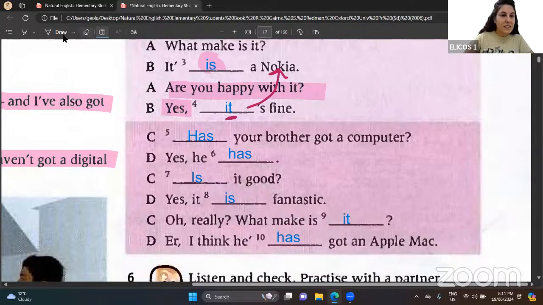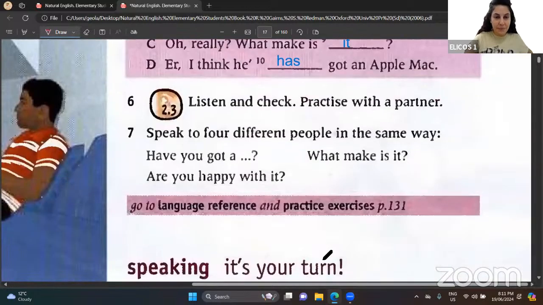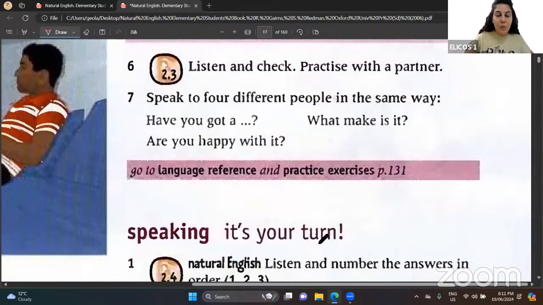Okay, so make sure you practice knowing that we use has when we talk about he or she, and to start a question. If it's a singular object, is it good? Yes, it is fantastic. Okay, so that's what you needed to remember. So now we could say, have you got? To speak to people, we can ask them if they have something. Have you got a car? We can ask them, what make is it?